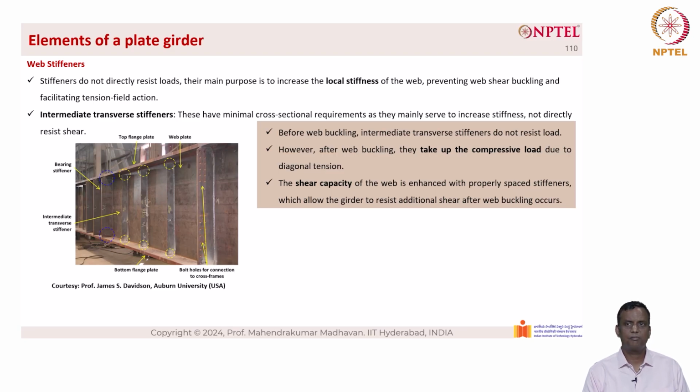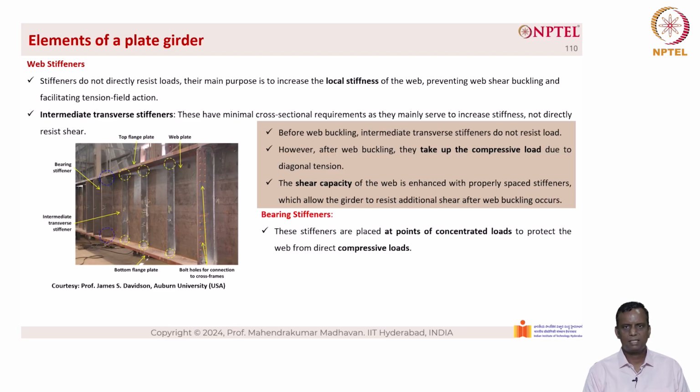The shear capacity of the web can be enhanced when the spacing between the stiffeners is equal to or less than the depth of the girder, where it is a square panel or slightly smaller than that. Then you tend to have more load carrying capacity, or more post-buckling reserve capacity, compared to ones that have a larger spacing between the two transverse stiffeners.